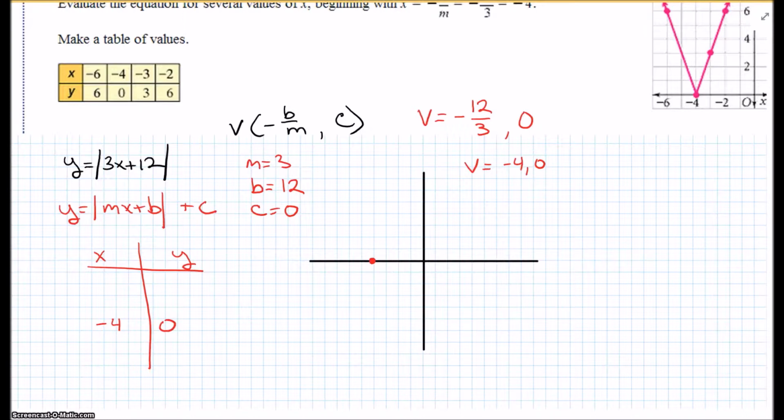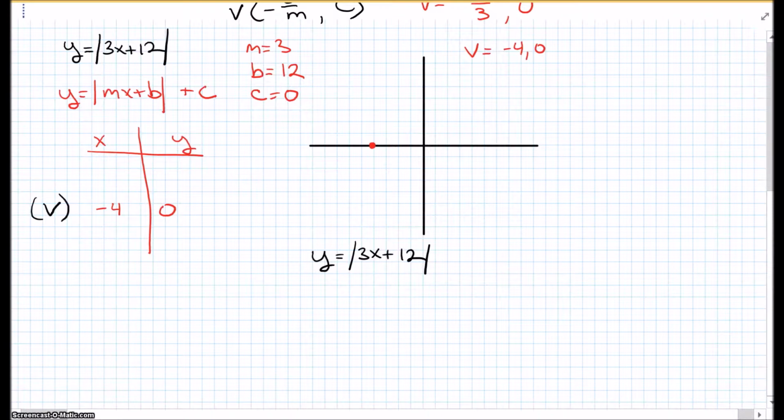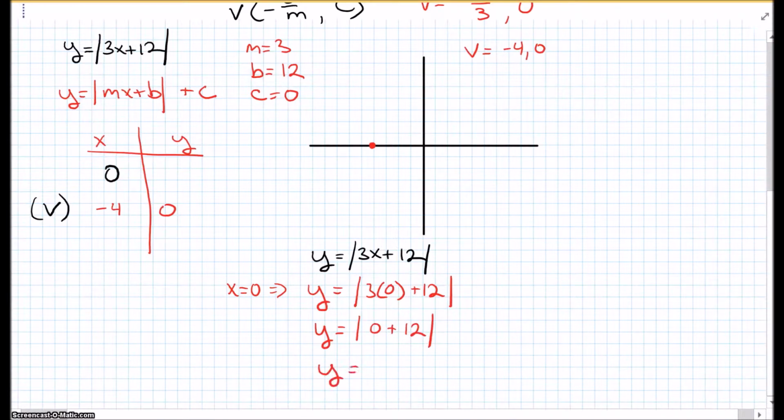And let's just solve. So let's just look at the equation. Again, I'm going to write our equation here: y equals the absolute value of 3x plus 12. We already solved for the vertex. We'll make that a V right there, vertex. So now let's pick a number above. Always pick 0 when we can pick 0. So when x equals 0, we get y equals the absolute value of 3 times 0 plus 12. So y is going to equal the absolute value of 0 plus 12, which is the absolute value of 12, which is 12.